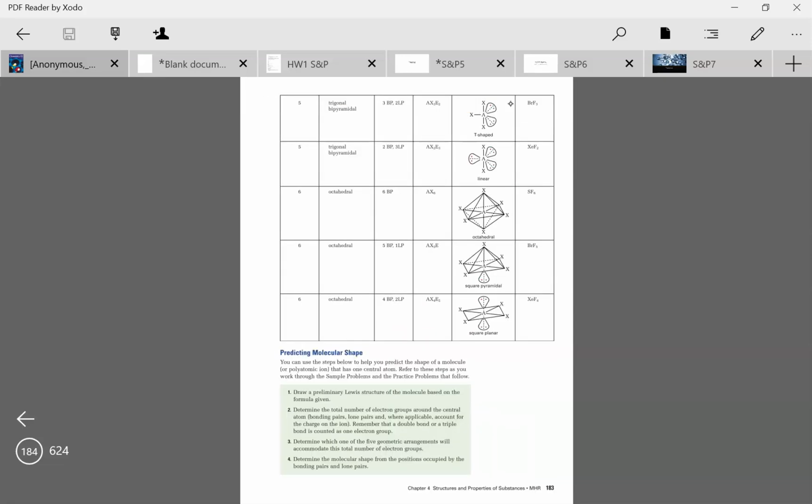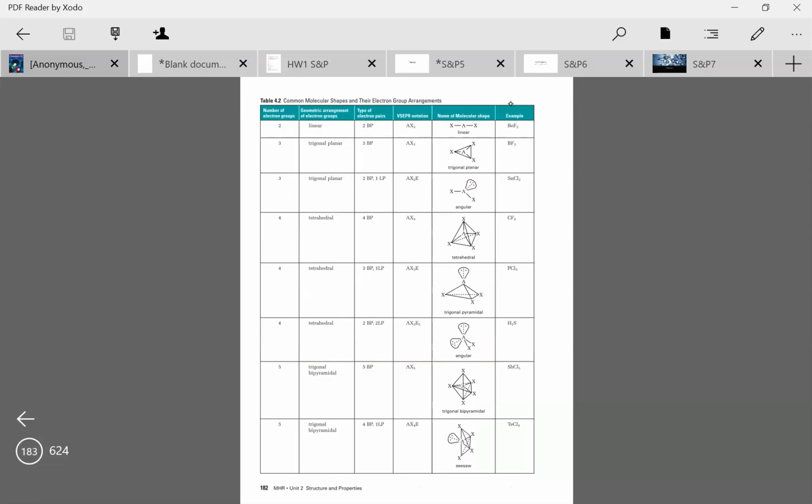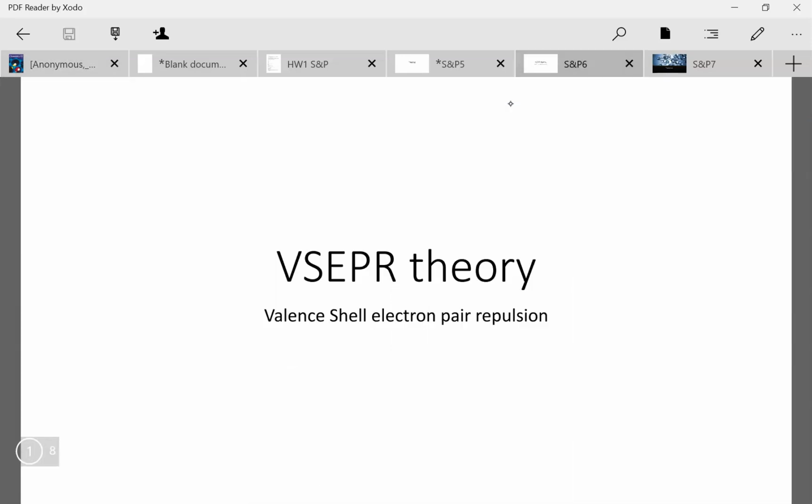VSEPR theory basically tells us, when we're drawing Lewis diagrams, what shape to draw. So what does VSEPR stand for? Valence shell electron pair repulsion theory. So for example, when we draw water, the Lewis diagram might look something like this. But VSEPR theory gives us an idea of the shape of water. Not the movie, the actual shape of a water molecule.